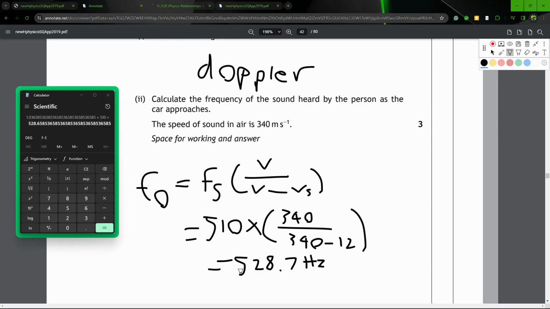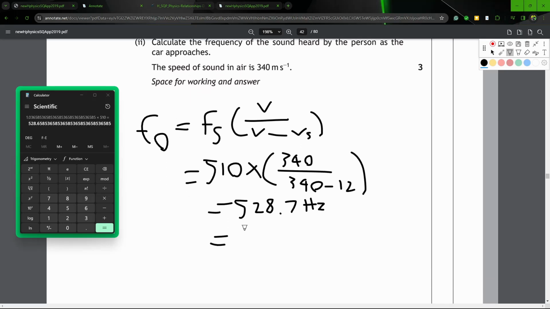You might want to round that up a wee bit, maybe to 529 hertz or something. SQA can be quite finicky with their significant figures, but 528.7 hertz works out perfectly fine.